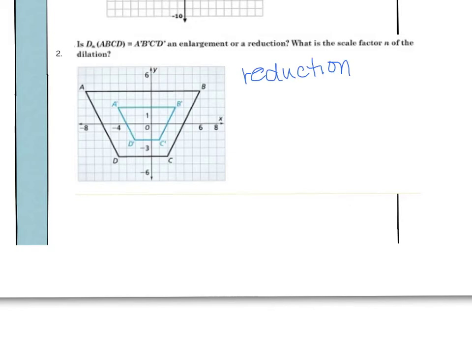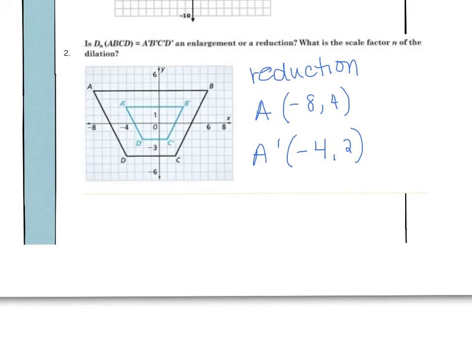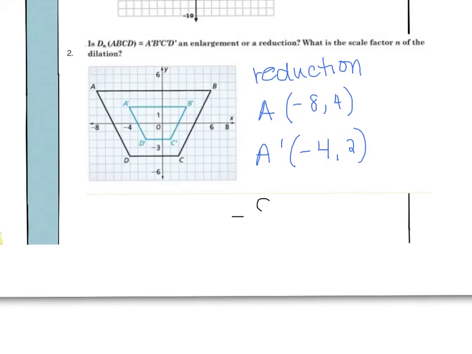In order to determine the scale factor, we need to focus on a specific point. So let's focus on point A. So it's clear here that point A is located at -8, 4, and A prime is located at -4, 2. Now, since this is a similar figure and angles have been preserved, we can clearly determine the scale. The scale factor is clearly determined by thinking about, well, I have -8, and I just have to ask myself, well, what do I have to multiply negative 8 by to get negative 4?